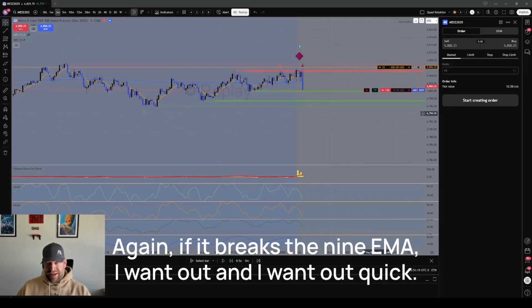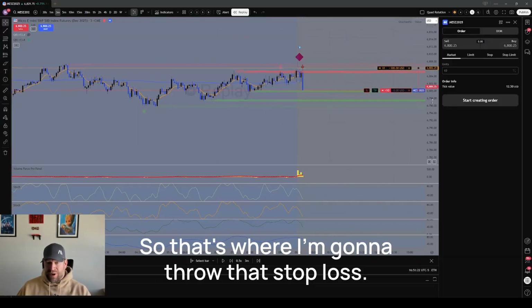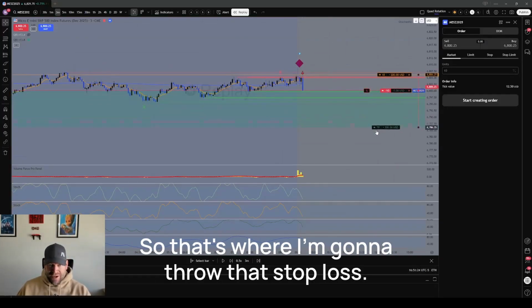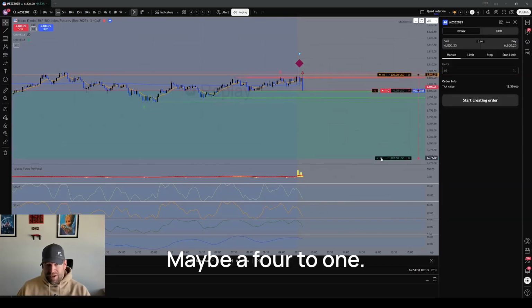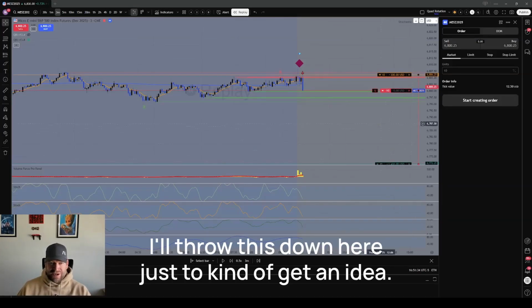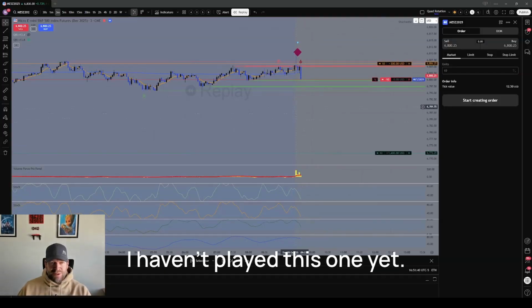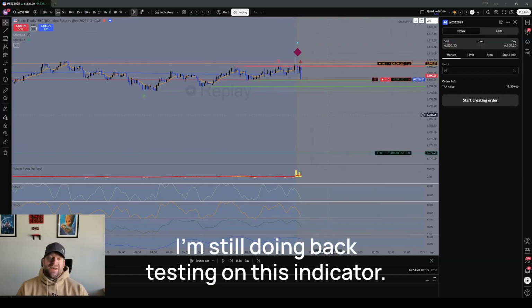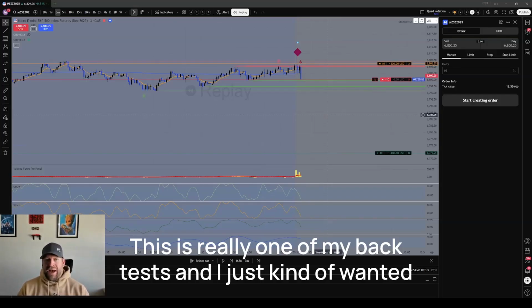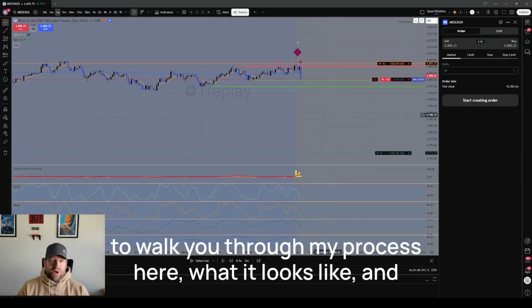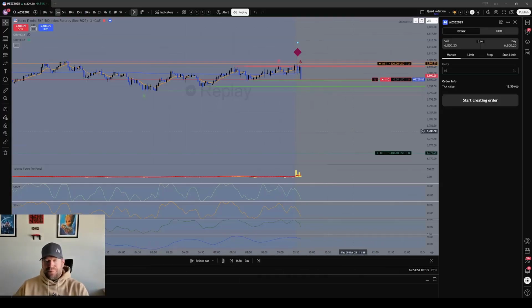Again, if it breaks the 9 EMA, I want out, and I want out quick. So that's where I'm going to throw that stop loss, maybe a 4-to-1. I'll throw this down here just to kind of get an idea. I think it's going to have that much momentum. I actually don't know. I haven't played this one yet. I'm still doing back testing on this indicator. This is really one of my back tests, and I just kind of wanted to walk you through my process here, what it looks like, and let's see it play out now.